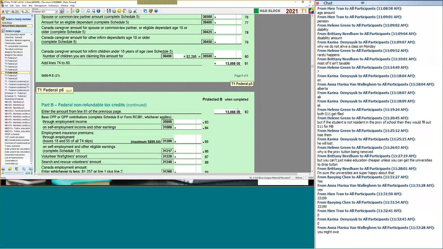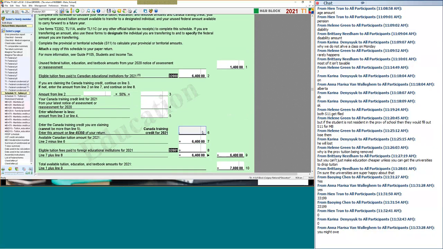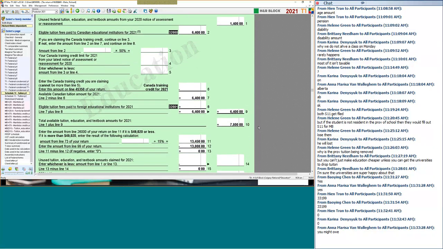And then we have to find out how much tuition he needs to use for himself. So we're going to take a look at his federal schedule first. Federal schedule, he has a carry forward. The carry forward is there. He has new tuition amounts of $6,400. Total available credits for this year, $7,800. He can't use the Canada Education or Canada Training Credit because he's not old enough. He's too young for that.